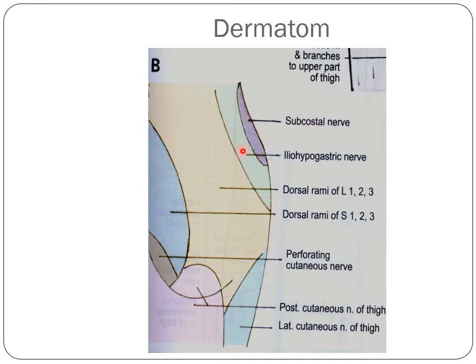These are innervated by the iliohypogastric nerve. This middle area is supplied by the dorsal rami of L1, L2 and L3. The inner half is innervated by the dorsal rami of S1, S2 and S3. Here it innervates the perforating cutaneous nerve. Here it innervates the posterior cutaneous nerve of thigh, and laterally there is the lateral cutaneous nerve of thigh. So these are the patches of skin innervated by the same spinal segment. The name given is dermatome.